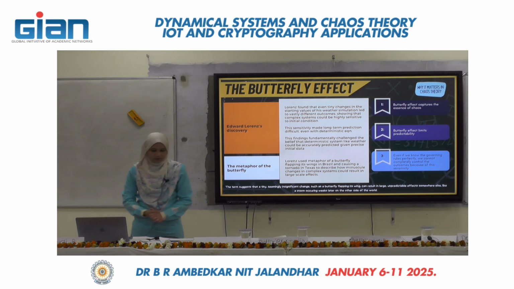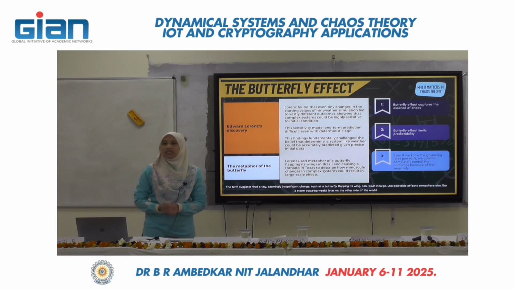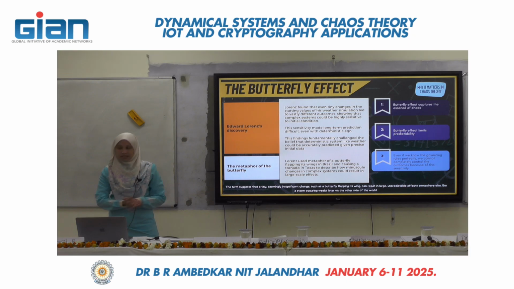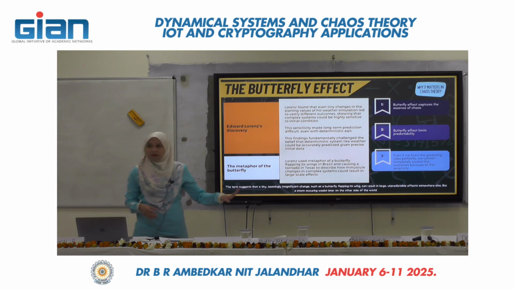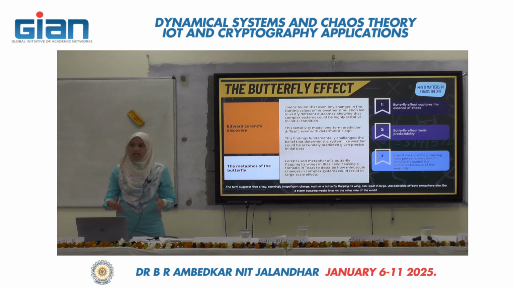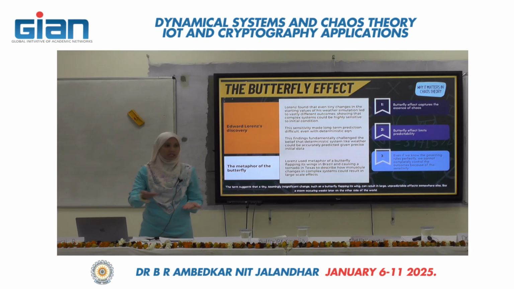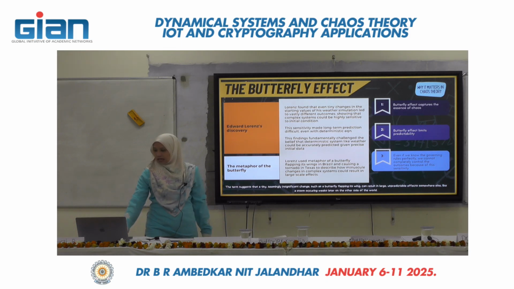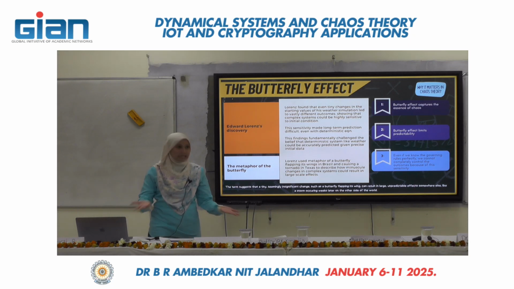Then all of a sudden he wanted to try another value of initial condition. Rather than six decimal places, he just put 0.506, taking the first three decimal places, and then he went for a cup of coffee. After one hour, he came back and got the result, also a two-month prediction. When he compared the results, he thought his laptop had a problem because the result was not the same.